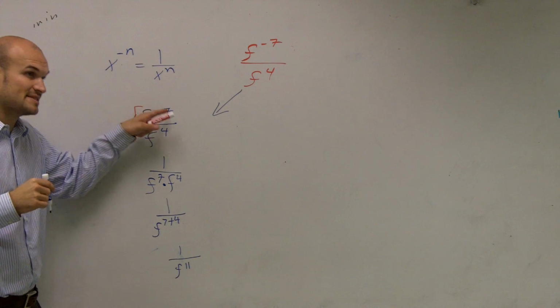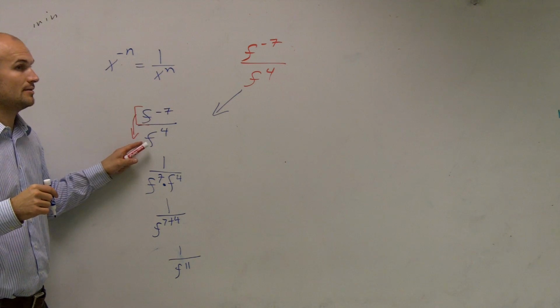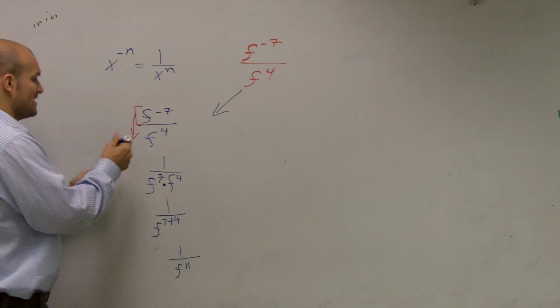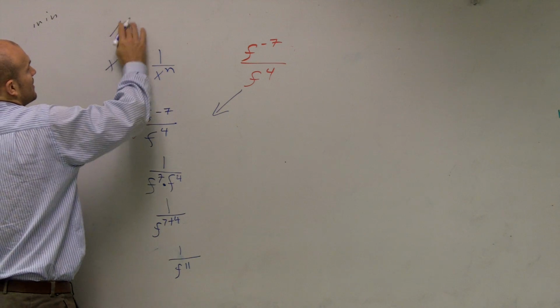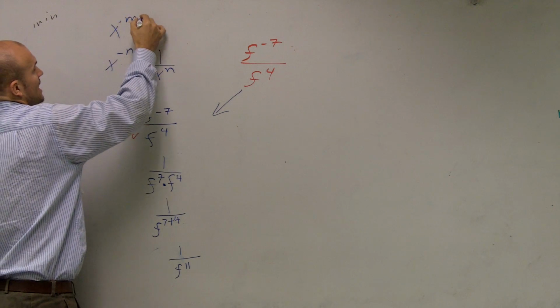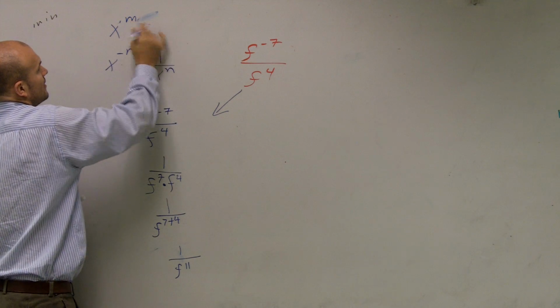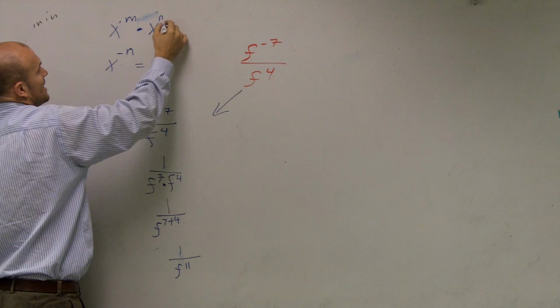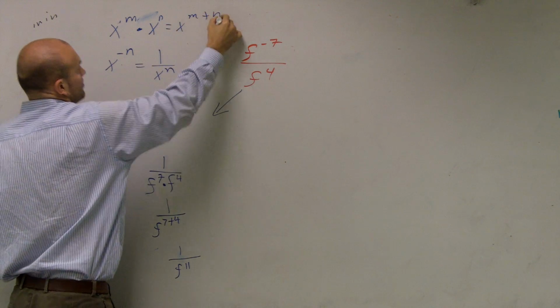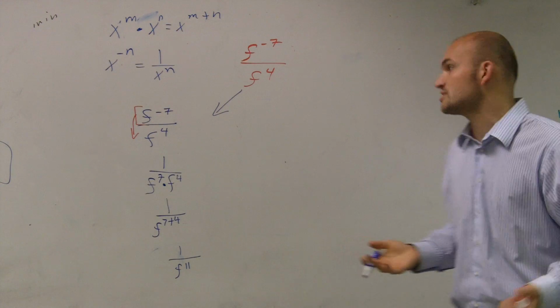Remember, if it's negative, it has to go in the denominator, right? Then, remember the rule of exponents. I know I didn't show this though. The rule of exponents is x to the m times x to the n equals x to the m plus n. Okay, so there we used two rules of exponents.